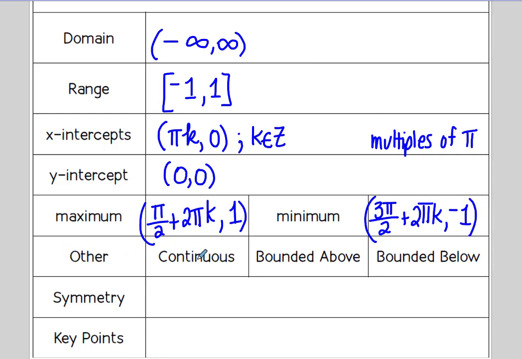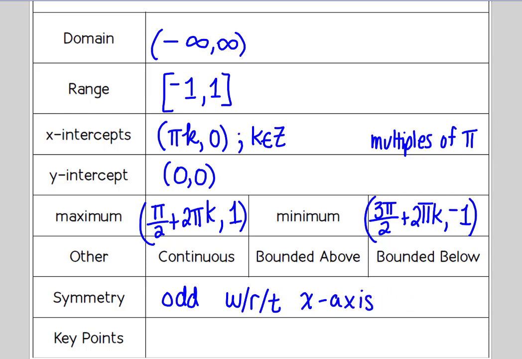So the function is continuous. It's bounded above and bounded below. And the function is going to have odd symmetry. It'll be symmetric with respect to the origin because it's passing through the origin.